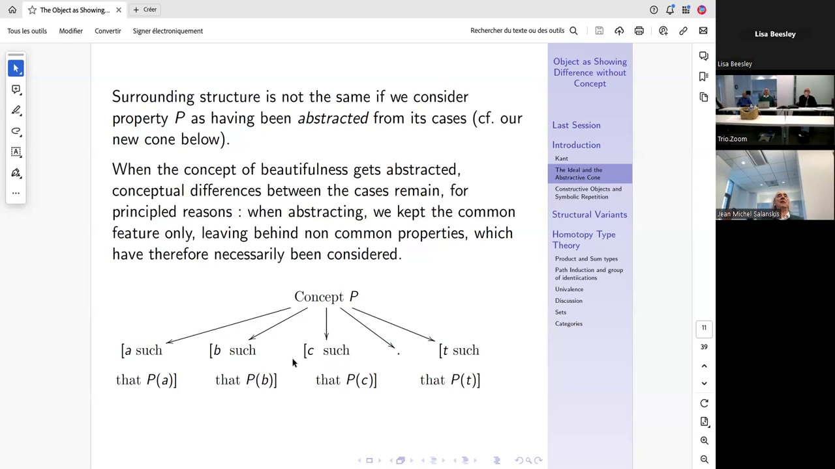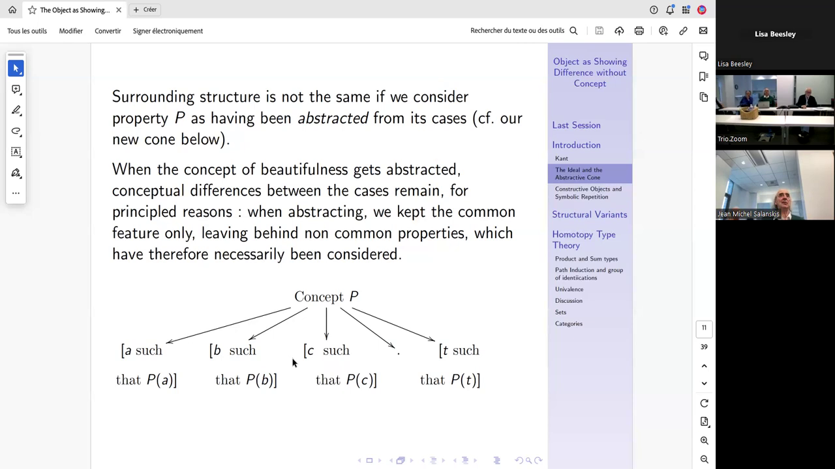And I think that if you see the cone as promoting the concept and not the idea, the concept is a linguistic predicate, but the idea is an object. It's completely different. But if you see things that way, if you abstract the concept, then this concept is the common feature, which means that you contrasted the common feature with other features which were not common.